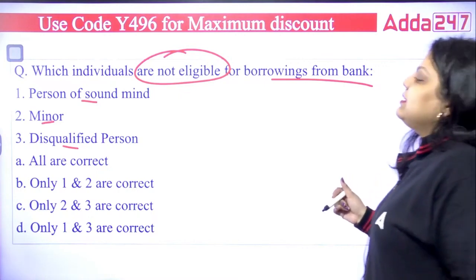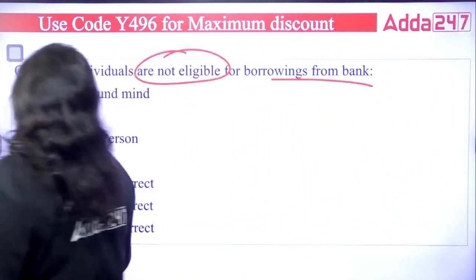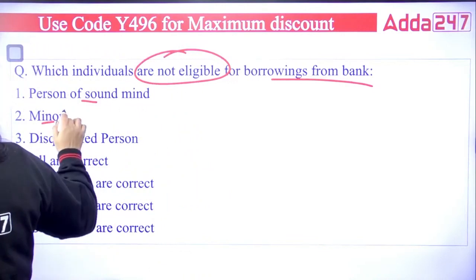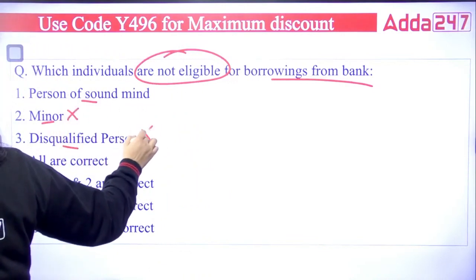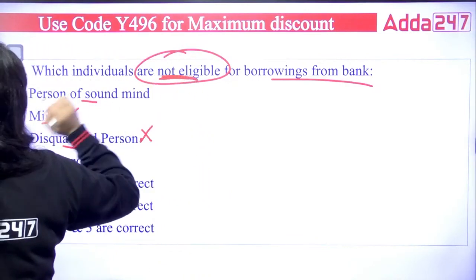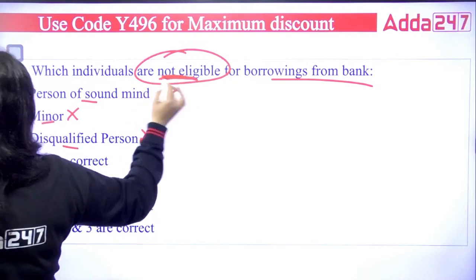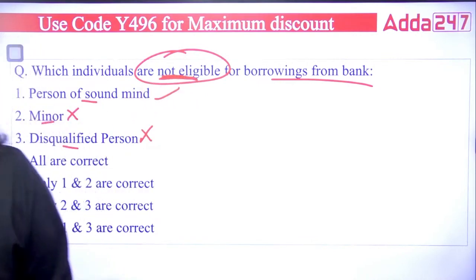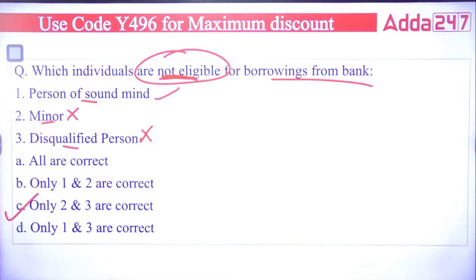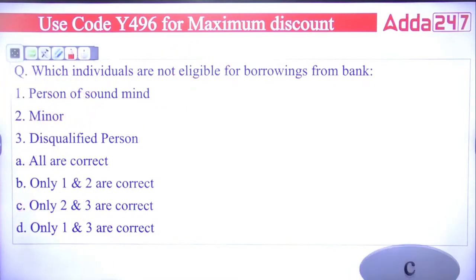The right answer is second and third. It means option C. A minor and a disqualified person are not eligible to take funds from the bank. The person of sound mind is eligible. So the right answer for this question is C, that only second and third are correct. Okay, next.